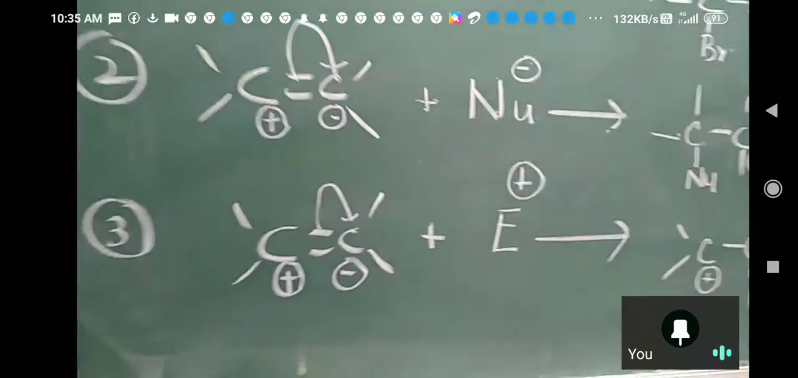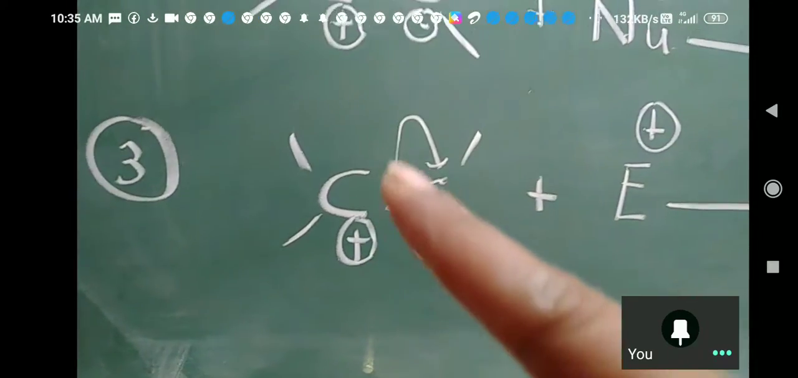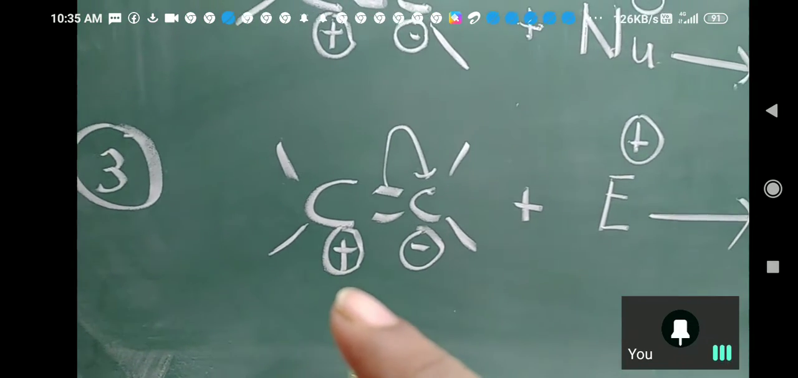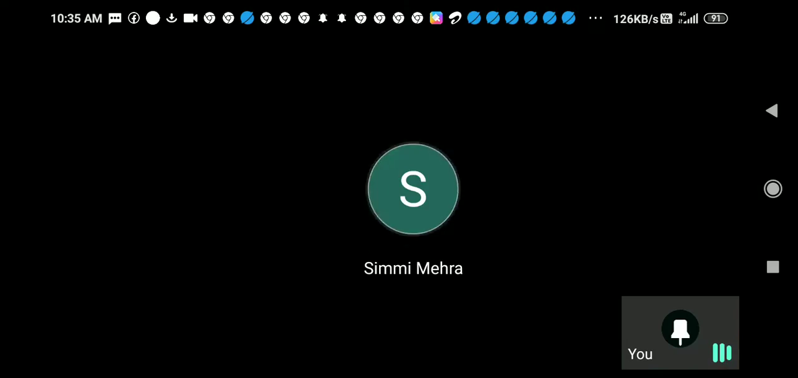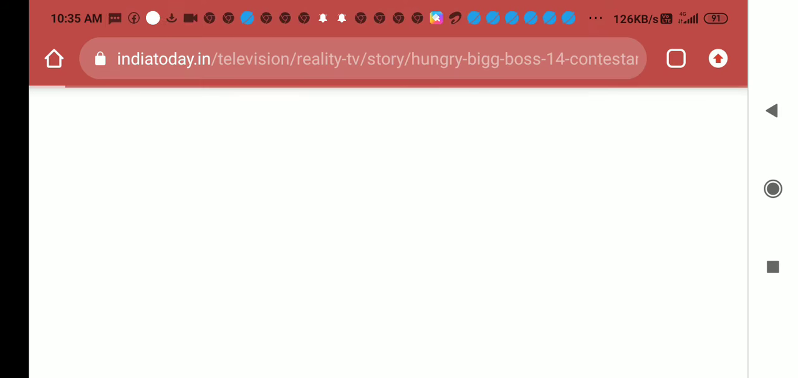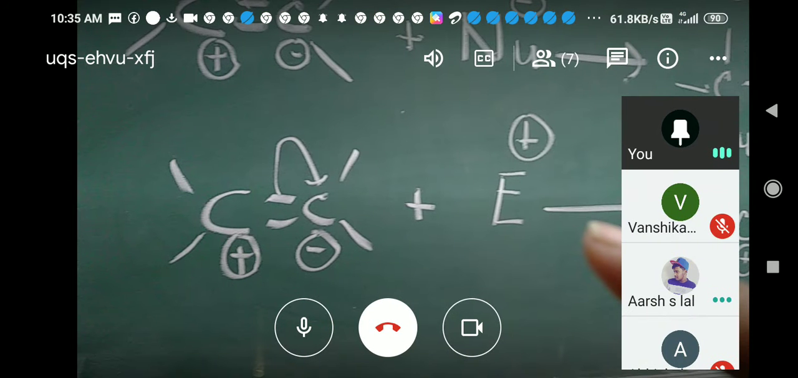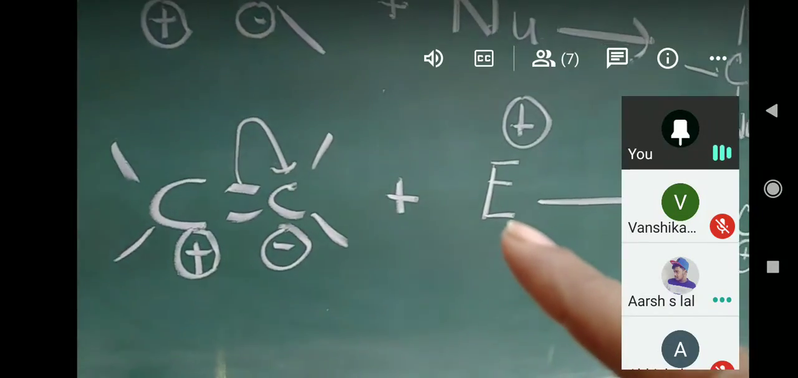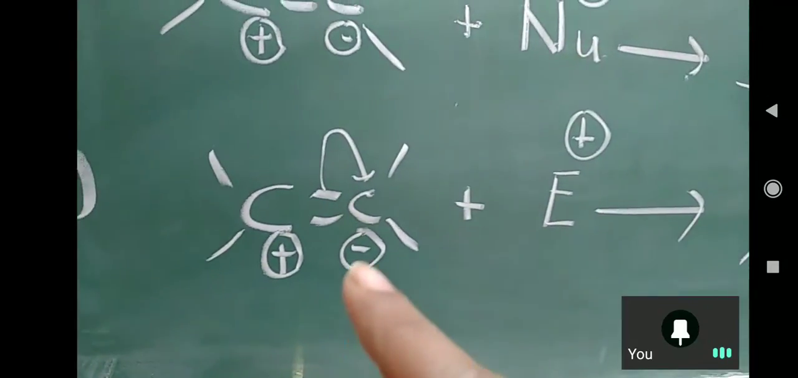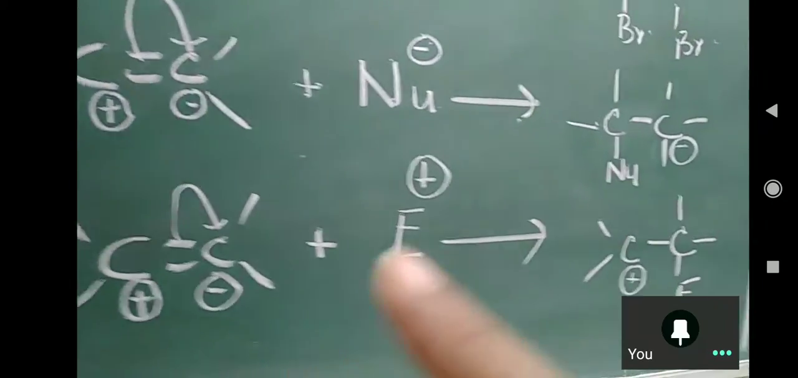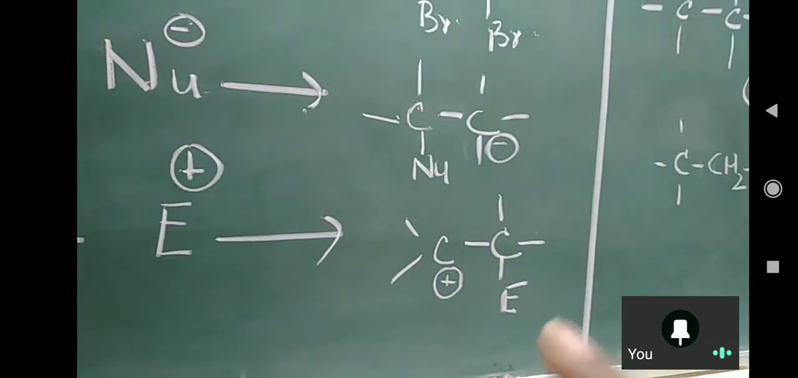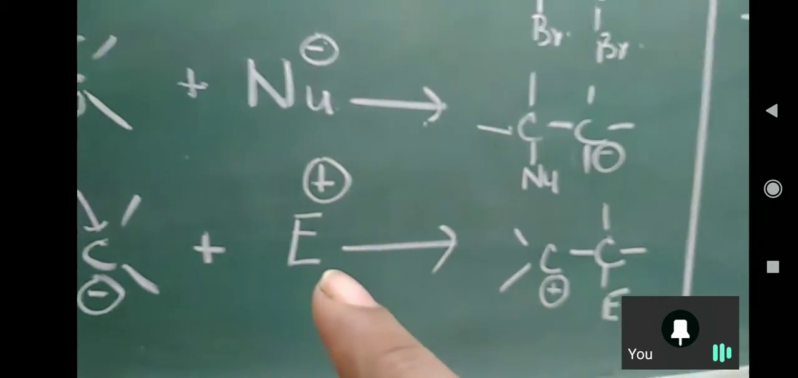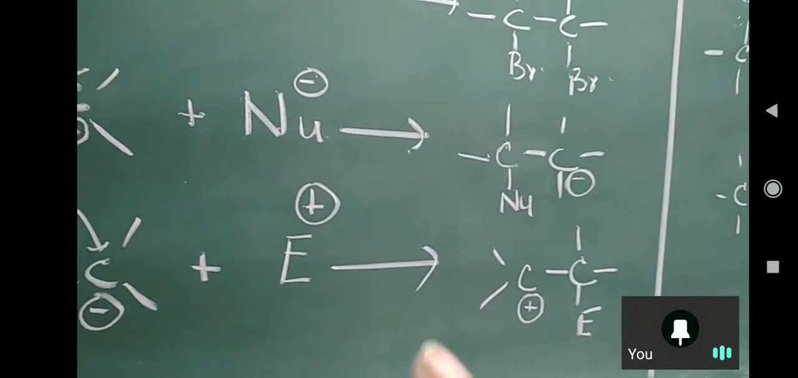Now see the third one. Again, heterolytic, this is negatively charged, this is positively charged. This is an electrophile. So this will go and get attached to the negatively charged carbon atom. See here, now carbocation is formed. Since electrophile is getting attached first, this will be known as electrophilic addition reaction.